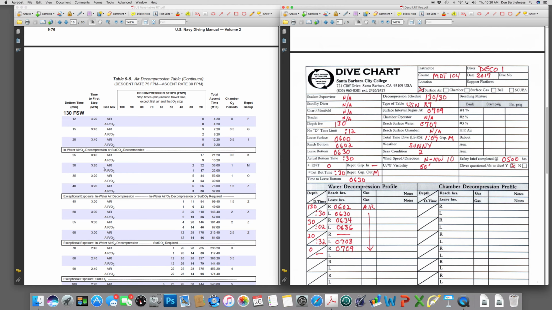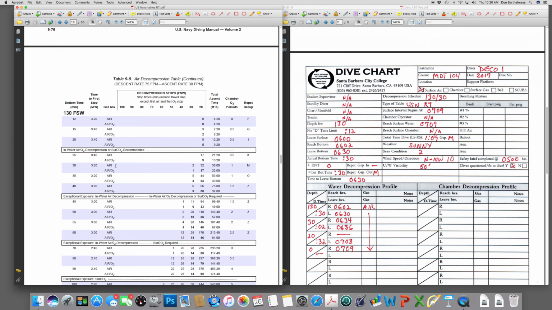There are different decompression procedures that are available to us with the Navy tables, and we're going to use the in-water air selection right here. I'm using this category right here. There's also air and oxygen. We're going to get into that later on. And there's also surface decompression, which we can do, which tells us our chamber periods here. Don't be too concerned about that at this point here. Let's just work with the in-water air stops.